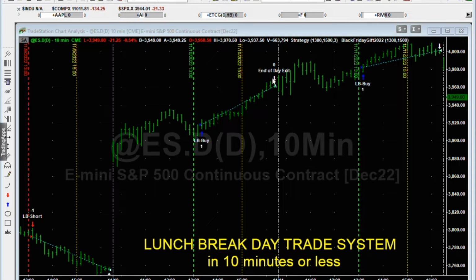You'll come out at the end of the day, or you'll be stopped out on the lowest low of the last 3 bars if you're long, and these are 10-minute bars. If you're short, it's going to be the highest high of the last 3 10-minute bars. So let's jump into the code real quick.